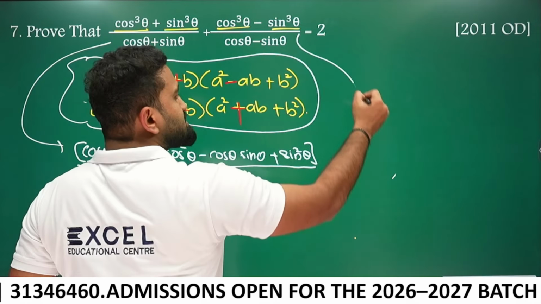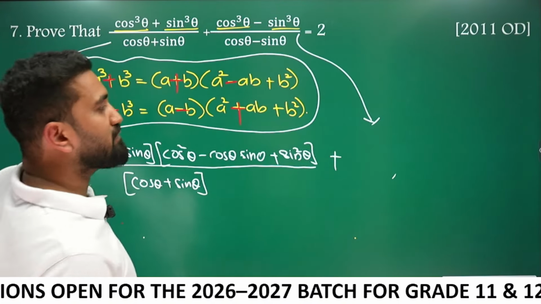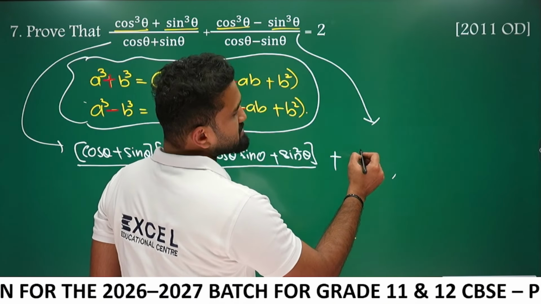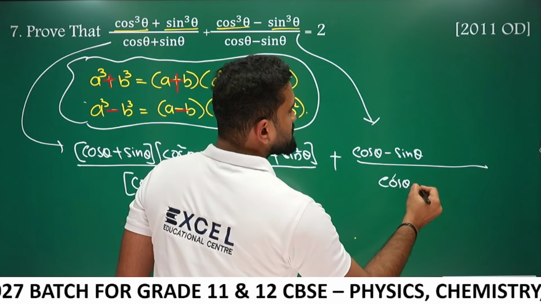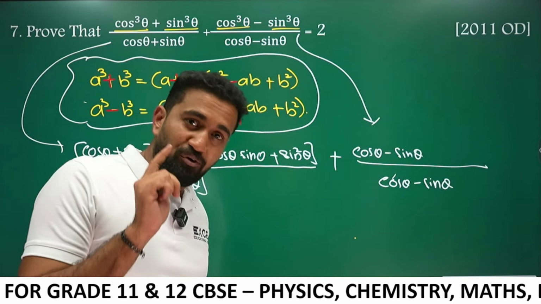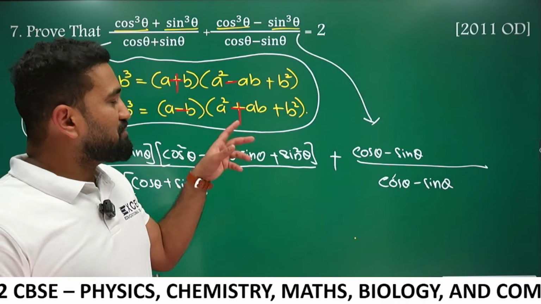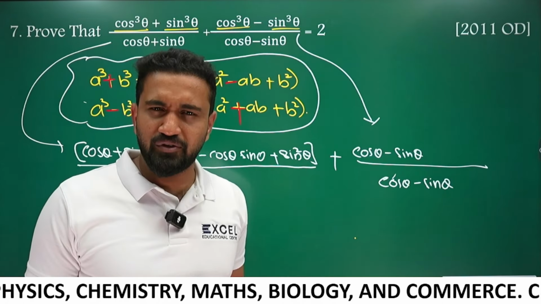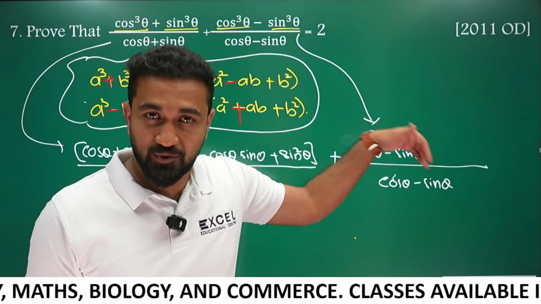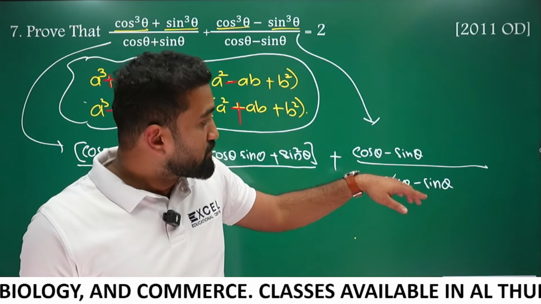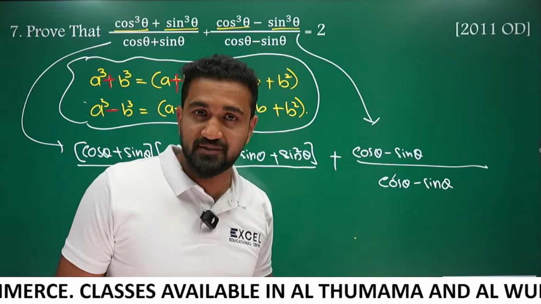Similarly, you need to apply the same thing over here. What is a cube minus b cube? We can write this as cos cube theta minus sin cube theta as (cos theta minus sin theta), divided by cos theta minus sin theta. Even if you forget this formula, keep in mind that the reason you factorize a term is that you need to split it so that you can cancel with something. So if it is cos theta minus sin theta, I need to generate another cos theta minus sin theta over here so that they can cancel.